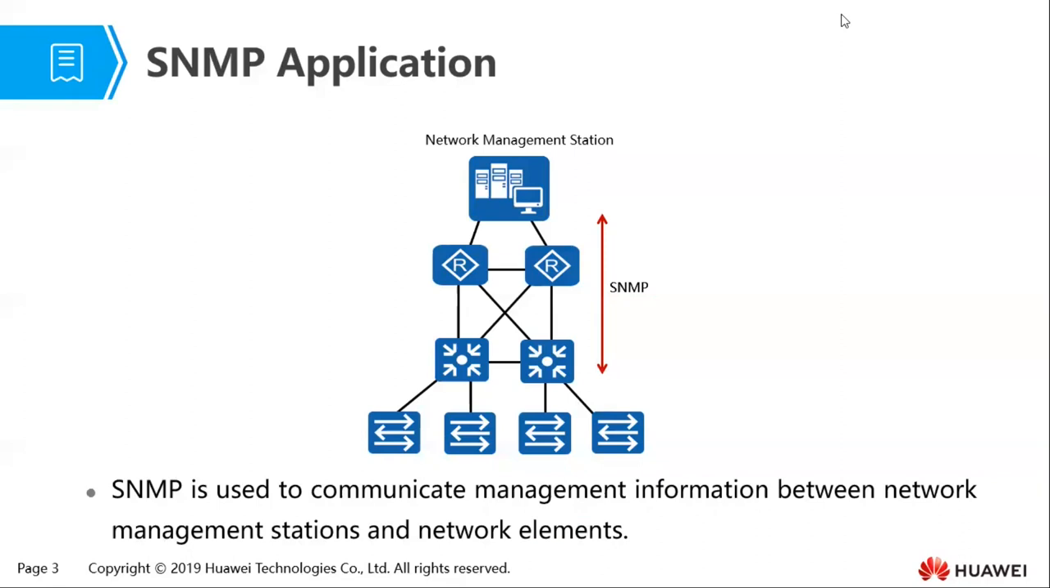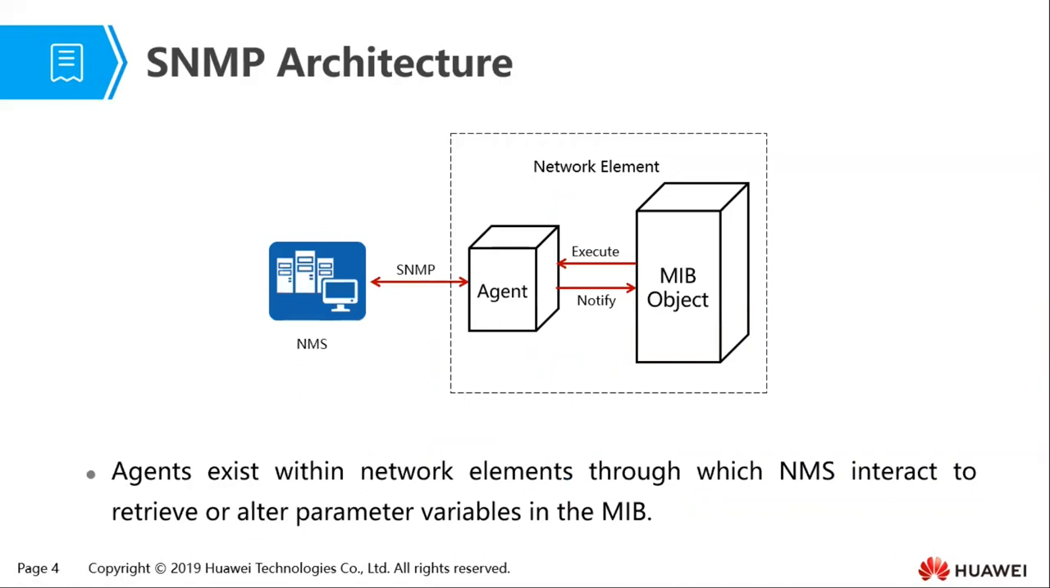So let's see how that works. Every network element, be it a switch, a router, or any other network element, usually has what we call a management agent. The management agent is used to either retrieve or set variables in what we call a MIB, or management information base. We are going to see the MIB in the next slide.